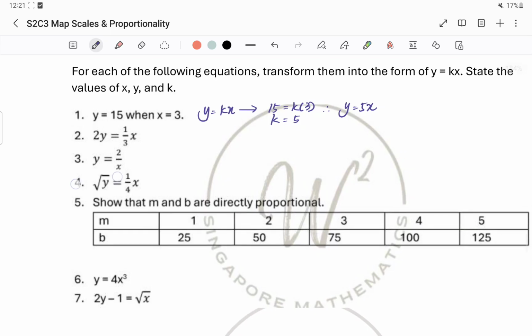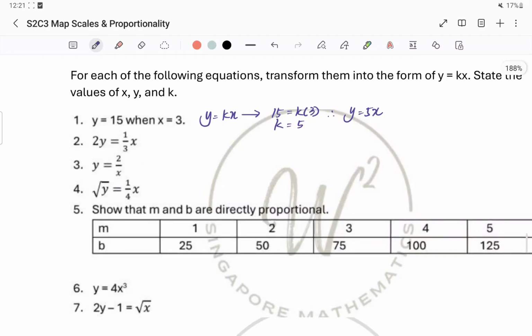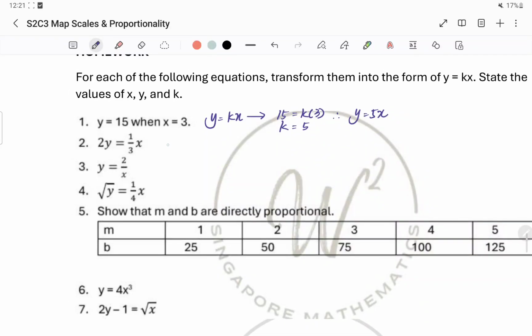Okay, next one would be 2y equals to 1 over 3 x. Here you can convert them into y. You push the 2 over to the other side, so it's divided by 2. So when it's divided by 2, you should get x over 6, or 1 over 6 over x. Okay, this is y equals to 2 over x.